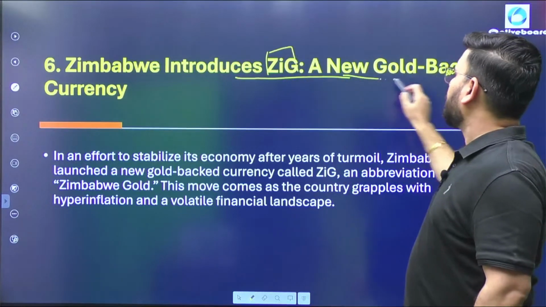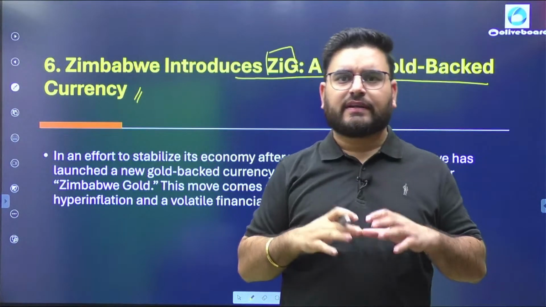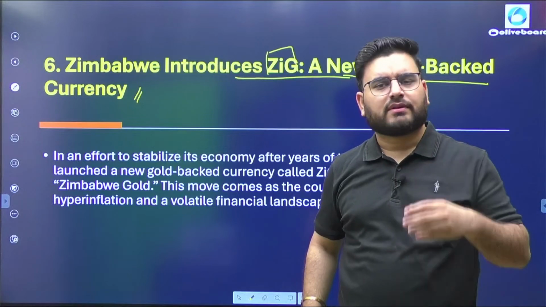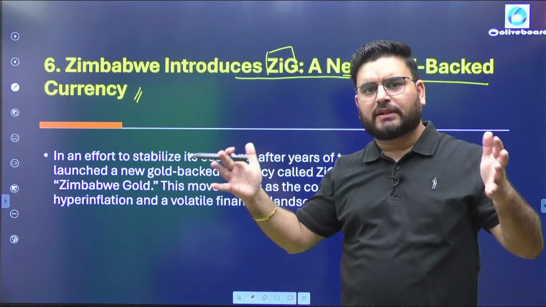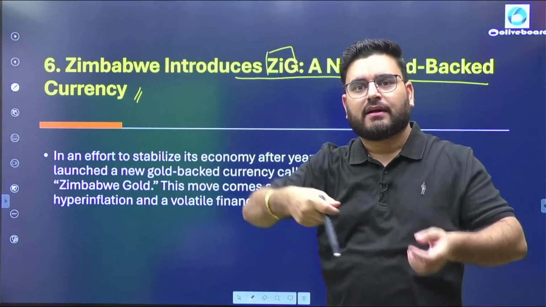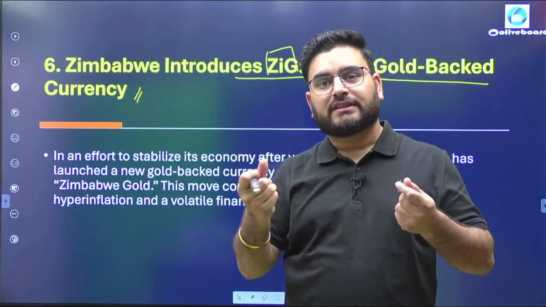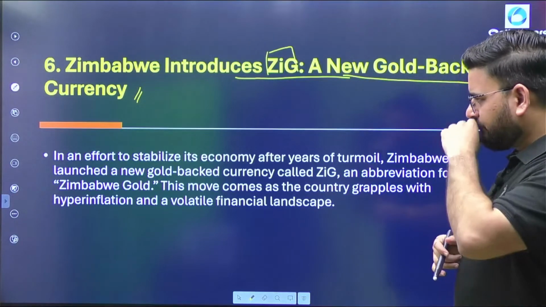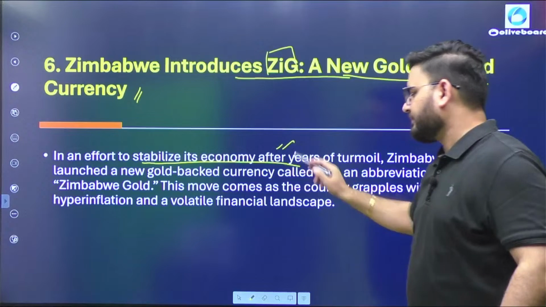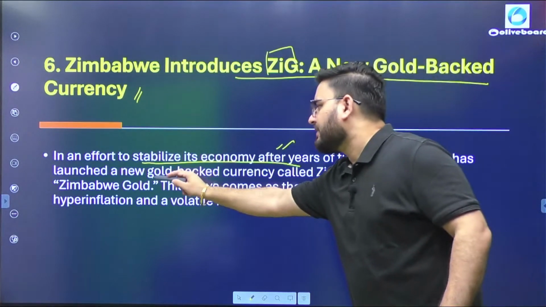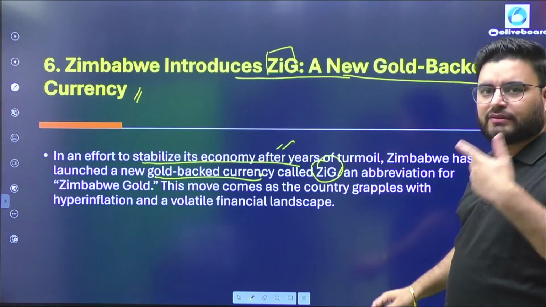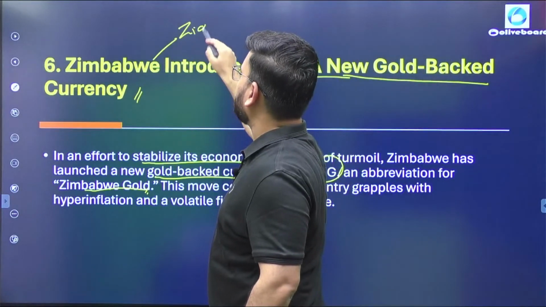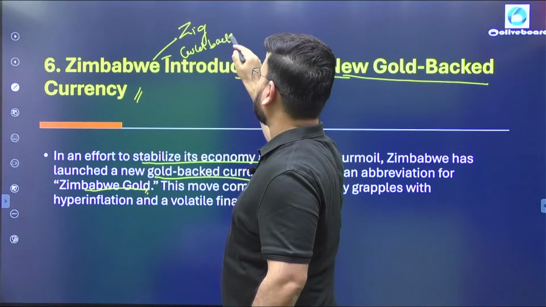Zimbabwe introduces ZIG, a new gold-backed currency. If you have been reading the newspapers, you must have heard that Zimbabwe is going through an economic disaster. Nothing is working out. There is hyperinflation in Zimbabwe. People are carrying so much currency in a packet and going to buy vegetables. Why is it happening? Because the value of their currency has gone. So in order to stabilize its economy, Zimbabwe has now launched a gold-backed currency known as ZIG, a short form for Zimbabwe.